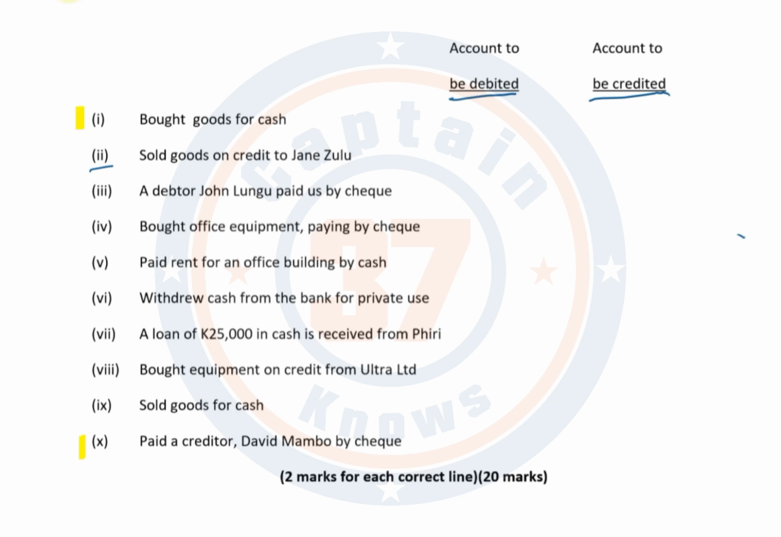Remember that debit refers to the receiving account. You always debit the receiving account and always credit the giving account.